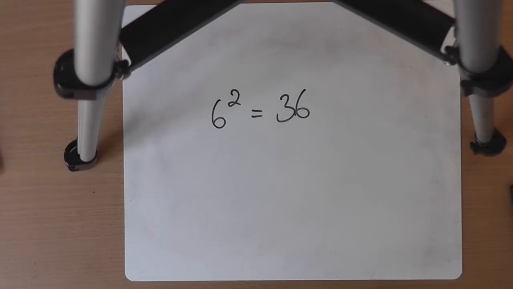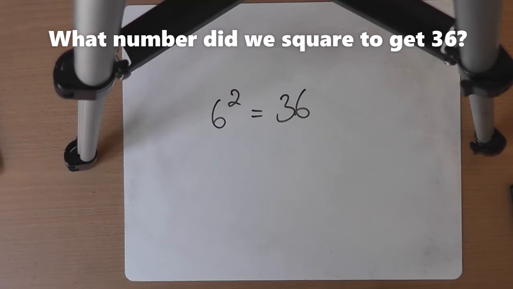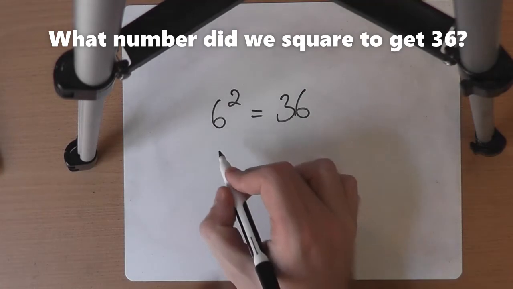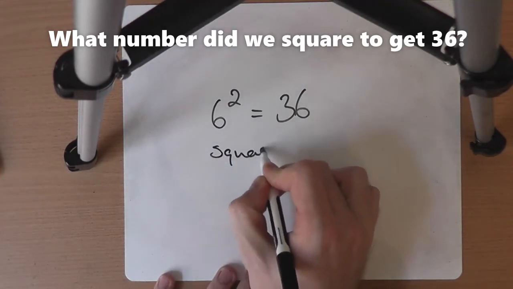But what if I said to you, here is 36. What number did I square to get 36? Now, if you knew that was a square number, then okay, you could count up through your square numbers. But we still need a way of showing that kind of opposite thing, of giving that reverse operation an identity of its own, of saying, if we start with 36, what number did we square to get 36? And that reverse operation is called the square root.